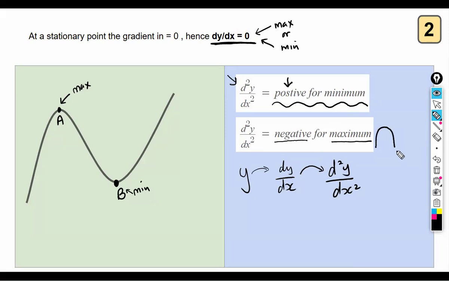A maximum looks like this and a minimum looks like a valley. Now, I know it's the opposite of what you'd expect. Most people associate positive with maximum and negative with minimum, but it's actually the opposite. That used to catch me in school. A positive value for d squared y/dx squared is a minimum point, and a negative value is a maximum point. Okay? Take down everything on the screen. Let me know when you're finished. The only way this is going to stick in your head is if I do practice questions.